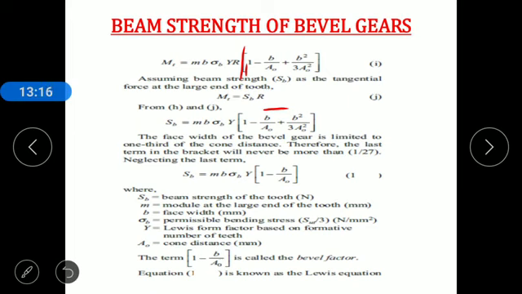Y is the Lewis form factor based on formative number of teeth. Remember this. A_o is the cone distance in millimeter. The term 1 minus b by A_o, remember that is also asked for 1 mark in MCQ. The term 1 minus b by A_o is called the bevel factor, and equation 1 is known as the Lewis equation for the bevel gear.